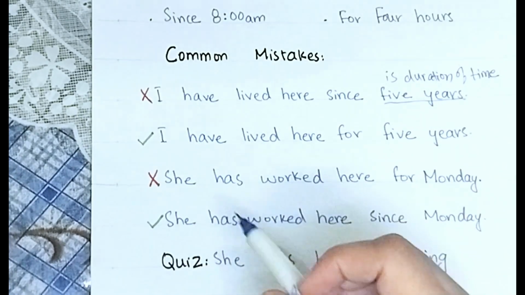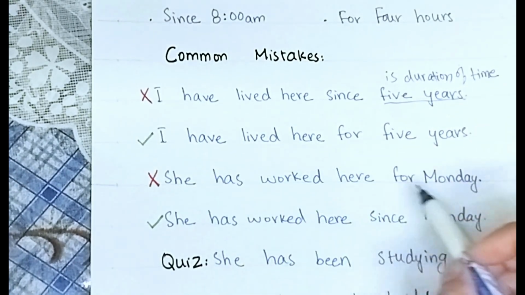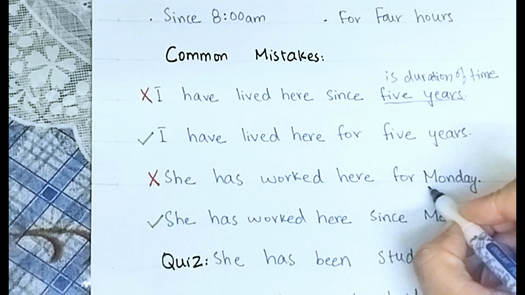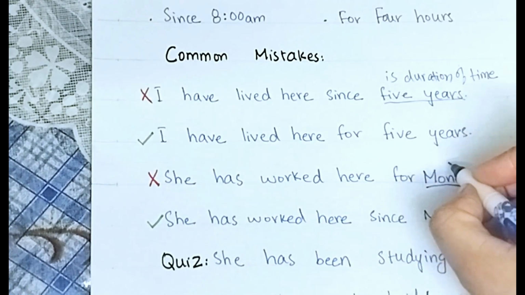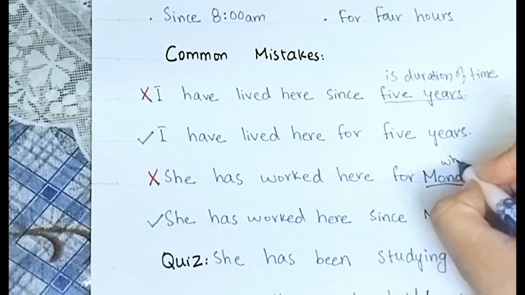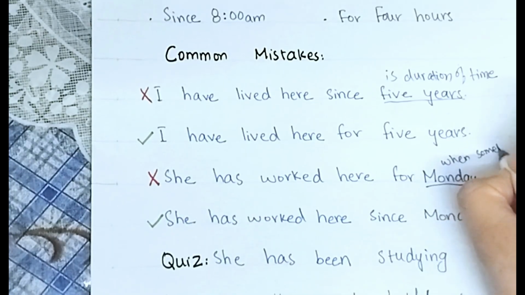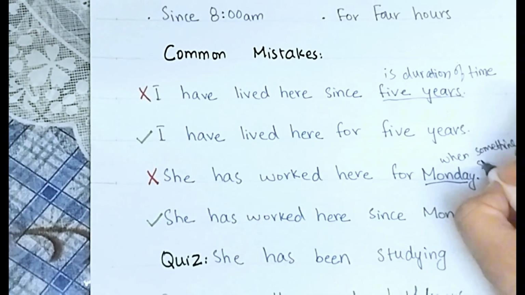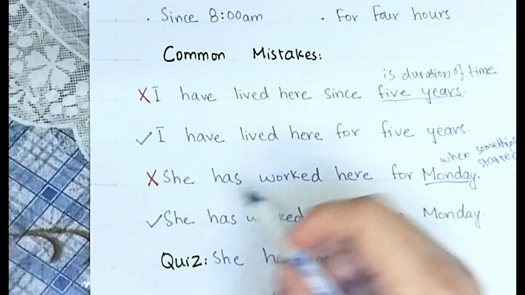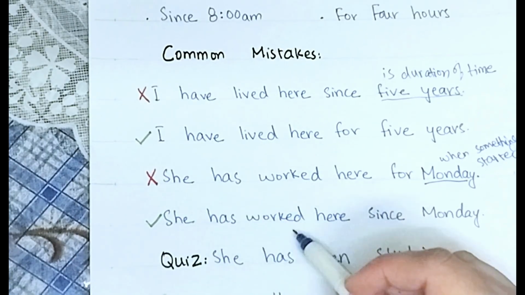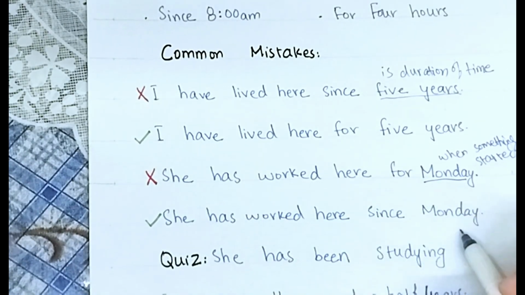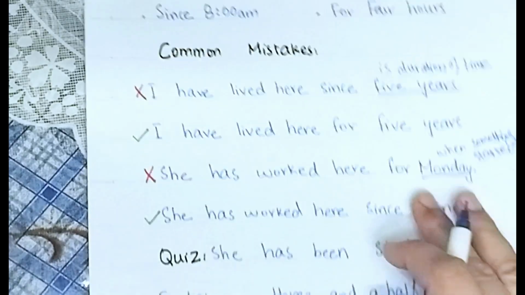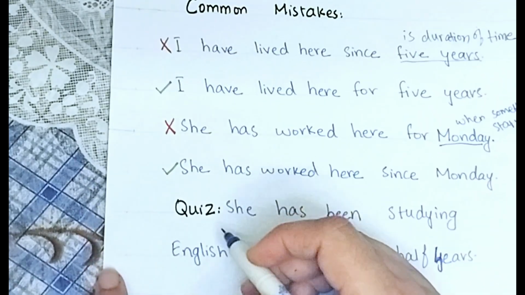It's a correct sentence. She has worked here for Monday. Here, Monday is when something started. So it's a wrong sentence. She has worked here since Monday. It's a correct sentence. Here is a quick quiz for you.